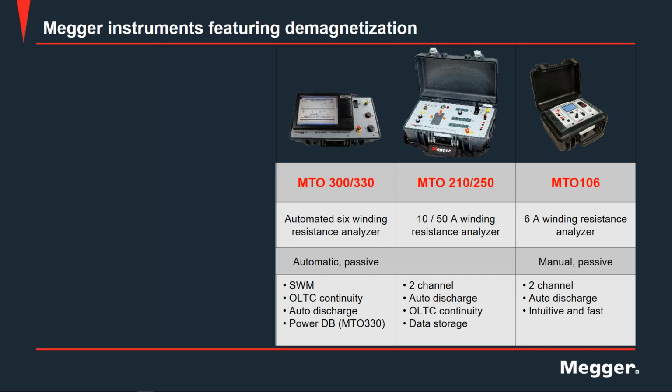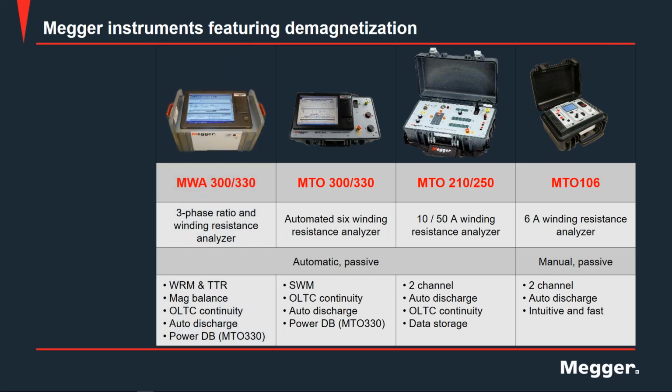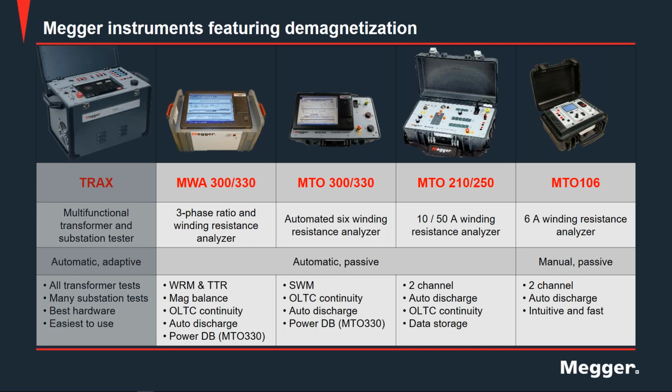We then have the MTO-210, 250, and MTO-3XX series. This will do the passive method, but automatically. So you do not need to monitor it. It will just automatically do the discharge for you. It is the same demag process that is found in the MWA 300, 330 series. The MWA, of course, being the multifunction tester for turns ratio and winding resistance. And then finally, the TRAX, the multifunction transformer and substation tester, which has that automatic adaptive demag feature.